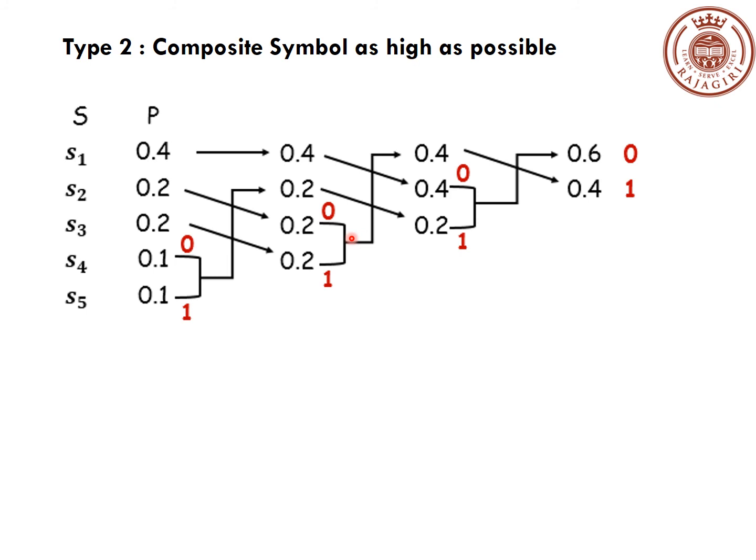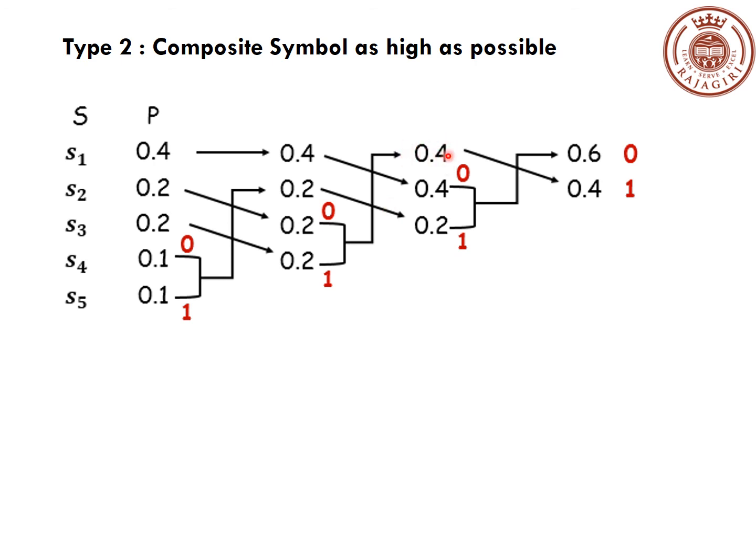Now 0.2 is placed here. Now let's add the last two probabilities, which add to 0.4, and we keep that 0.4 as high as possible. Then you have this 0.4 here and this 0.2 here. Now I add the last two probabilities, which is 0.6, and that is taken to the highest position, and 0.4 comes here. Now you assign the bits. 0.6 is assigned a 0 and 0.4 is assigned a 1.